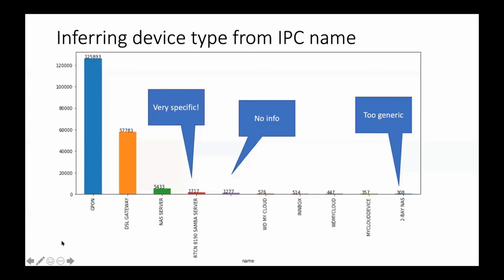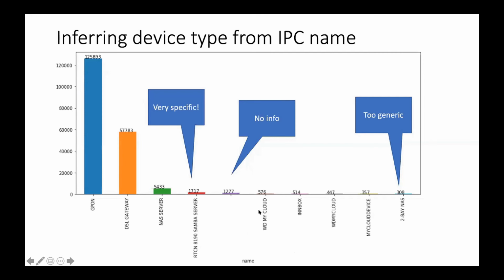So I looked at the IPC share name, because I was thinking, well, okay, let's look at that as well, right? Maybe there's some other information leaked there. And yes, indeed, you can find the Gpawn thing. Gpawn is a manufacturer of boxes, so at least you know that it's a specific device. You have generic things like DSL gateway, which can be anything, NAS server can be anything, but then you can look at things like RTCN 8190, which is very specific. Some of them were empty, thank God.